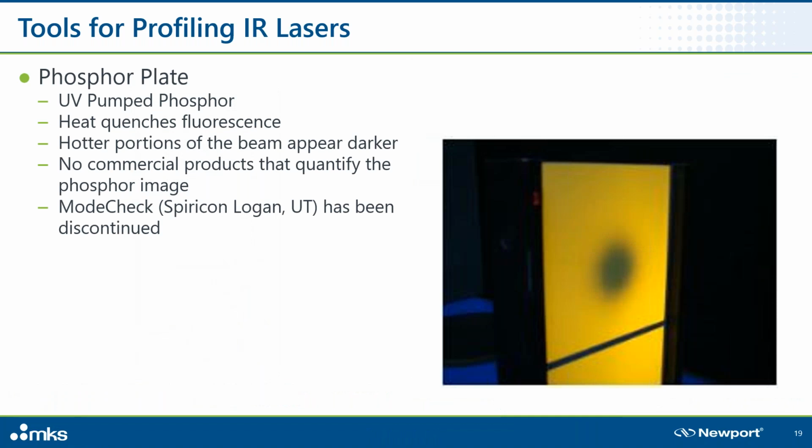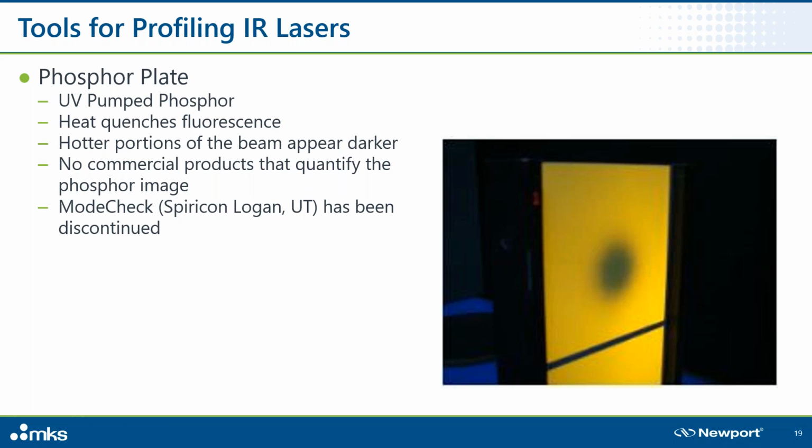One of the very old techniques that I started speaking about is a phosphor plate that is UV pumped. When the beam impinges on the phosphor coated plate, it creates a shadow or a visible beam profile where the hotter portions of the beam appear to be darker. As far as I've been able to determine, currently there are no commercially available products that quantify this phosphor image. However, Mackin Instruments does offer these plates and gives a good visual representation of the beam profile in a very straightforward way.